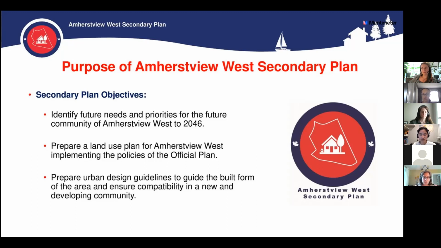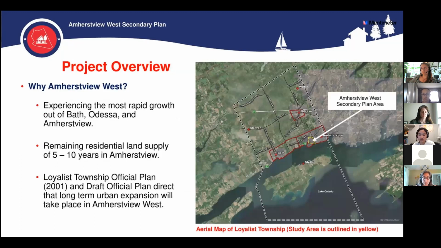So why Amherstview West? Why is the township preparing a secondary plan for this area? Amherstview is experiencing the most rapid growth of the township's 3 urban settlement areas. That includes Bath, Odessa, and Amherstview, and it is anticipated to have a remaining residential land supply of 5 to 10 years, due in part to housing demand outpacing population growth and resulting in a declining average household size. Proximity to the city of Kingston in the east has also influenced the distribution of growth in Loyalist Township and in Amherstview, where residential growth in the township is focused. While the township is continuing to examine opportunities to expand Odessa and Bath, Loyalist Township's official plan acknowledges that long-term urban expansion is expected to take place in a westerly direction in Amherstview.